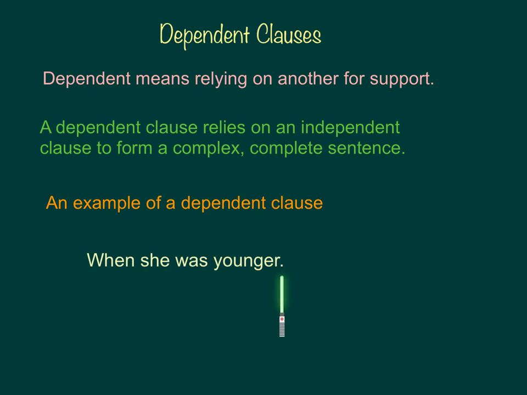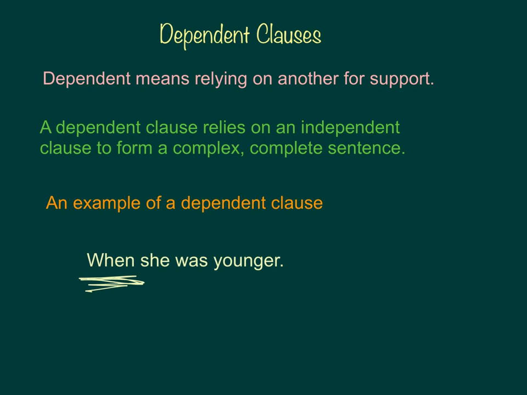When she was younger. The word when is something known as a subordinating conjunction. When you begin with a subordinating conjunction, you know that you're clued in that a dependent clause is on the way. We know this as dependent because when you read this, when she was younger, the sentence is incomplete. It doesn't make sense on its own, and it needs the assistance of an independent clause to make sense and therefore become a complex sentence.